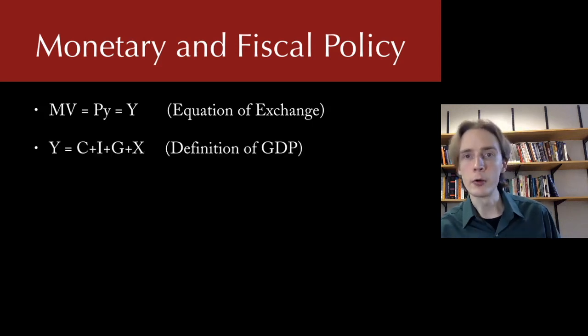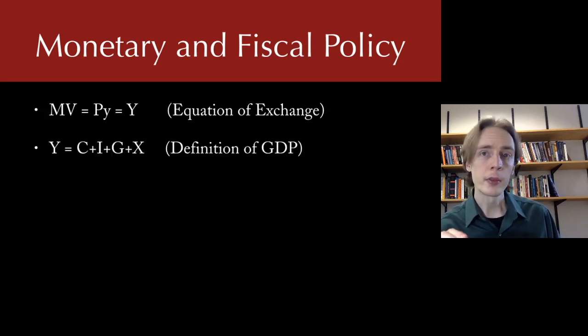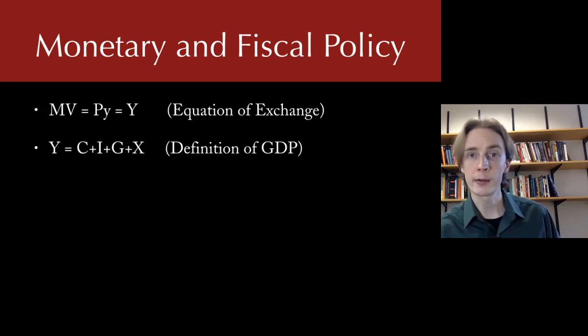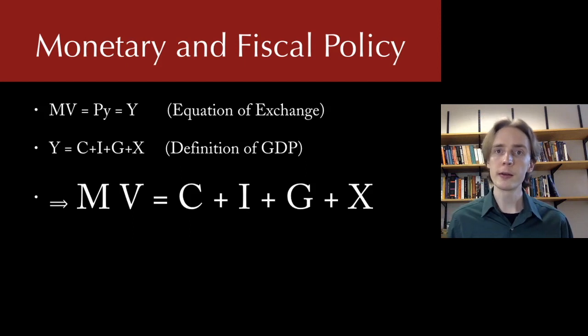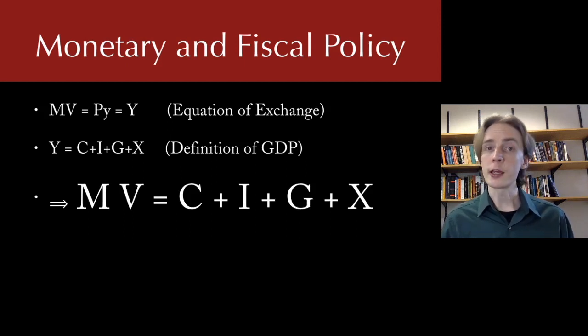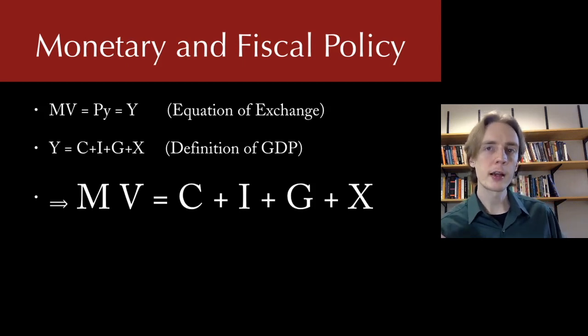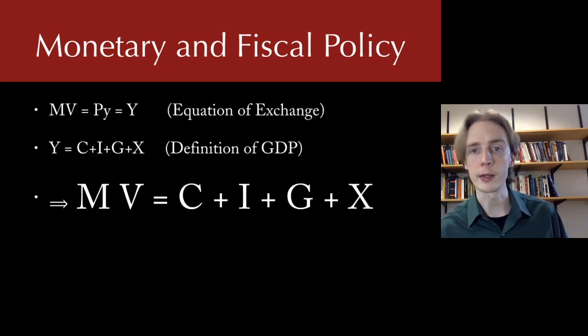And we also know that capital Y equals C plus I plus G plus X. That's our GDP buckets. And so we can combine these equations and see that MV equals C plus I plus G plus X. And writing it out this way is going to give us a framework for evaluating the effects of both monetary and fiscal policy.